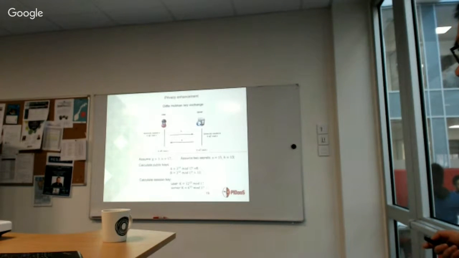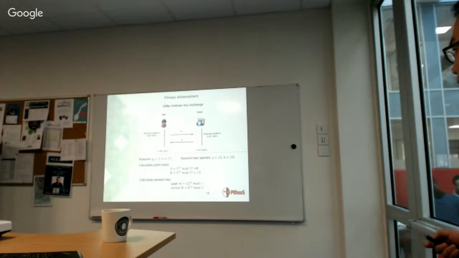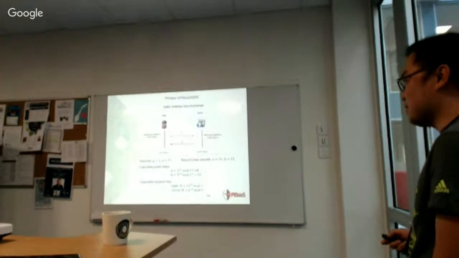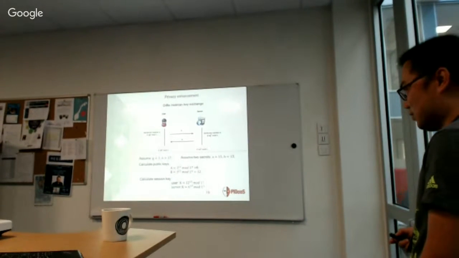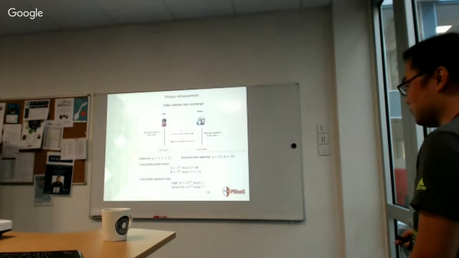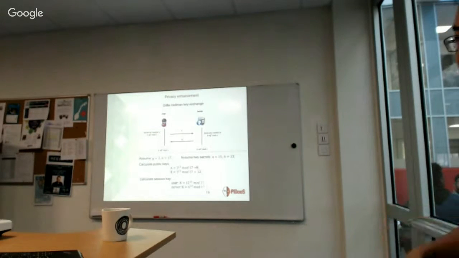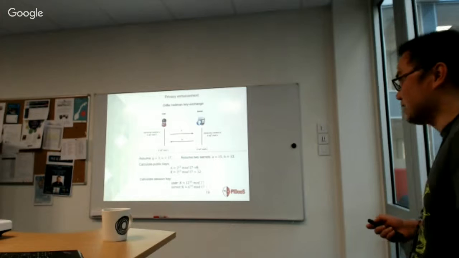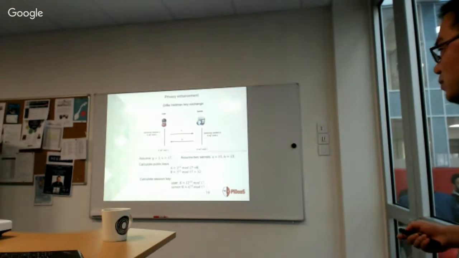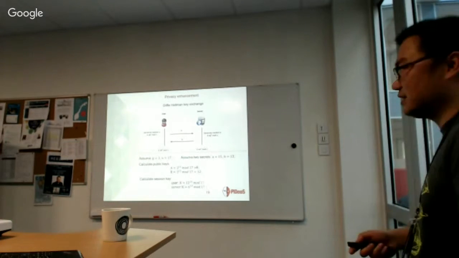But we assume there are two secrets. For the user, the secret is 15. For the server, the secret is 13. So we can calculate a public key. For the user, the public key will be 6. For the server, the public key will be 12. So the user will send this public key to the server, and the server will send his own public key to the user. These two public keys can also be obtained by the attacker because they are public.